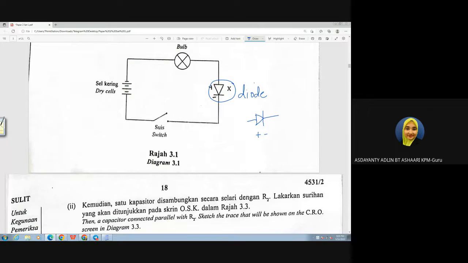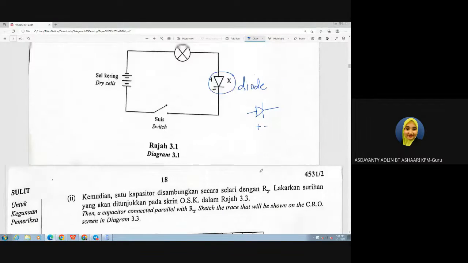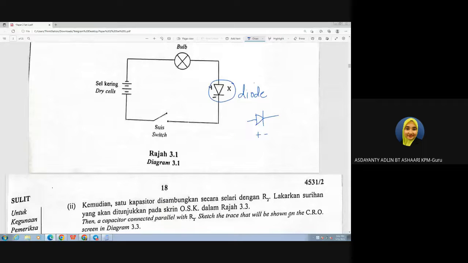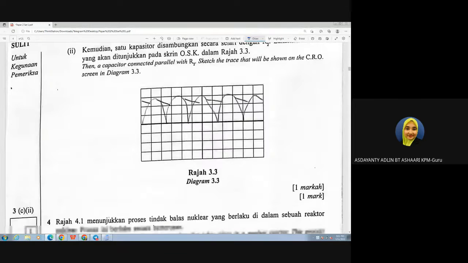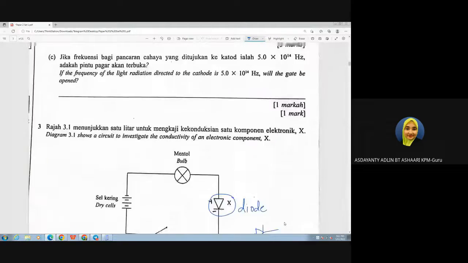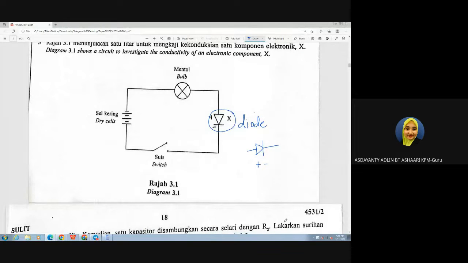Okay, so question C. Name the component X. Right, mana soalannya? Tertinggal lah. Page 17 saya terlupa nak scan. So page 17, question A. Answer kat sini lah, saya tulis diode. So 3A, name the component X. It is diode. How about B1?